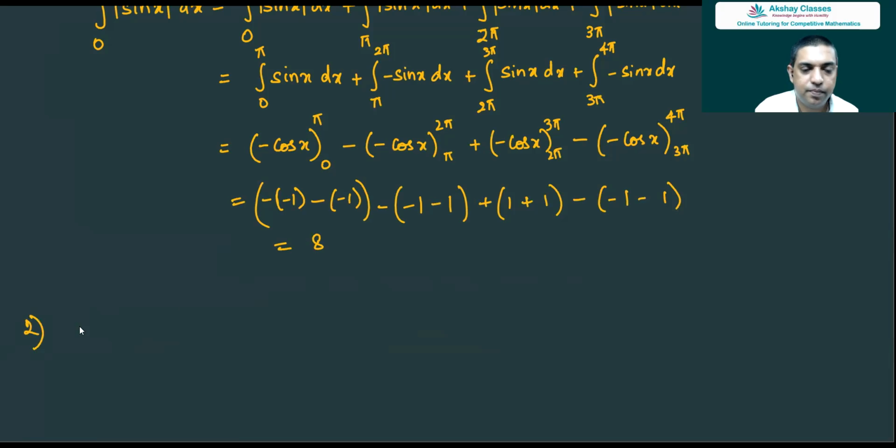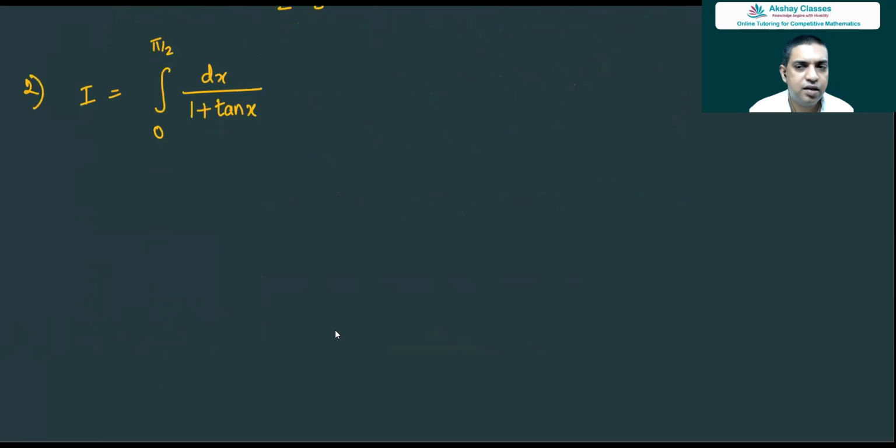Question 2. Now this is on property 4. Look at this. This is again some standard integrals. Integral 0 to pi by 2 dx upon 1 plus tan x. Let's evaluate this integral.